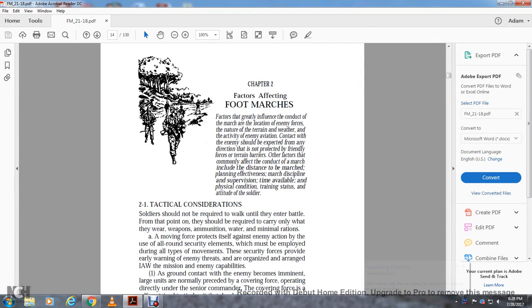Chapter 2, Factors of Foot Marches. The factors that generally influence the conduct of the march are the location of enemy forces, nature of the terrain, weather, and activity of the enemy.